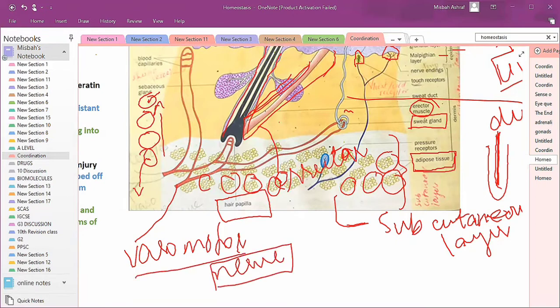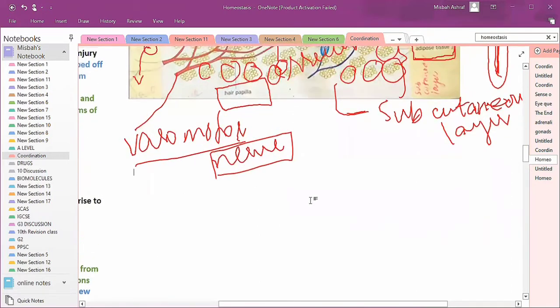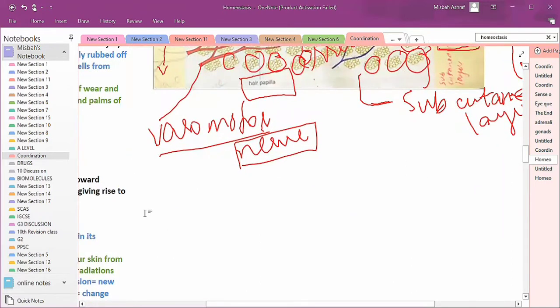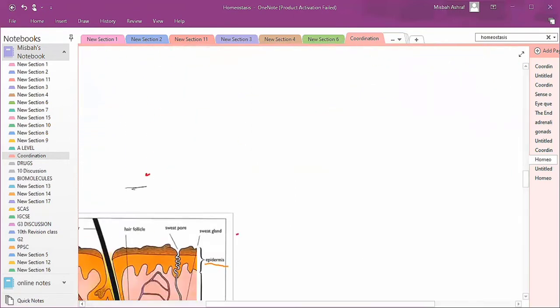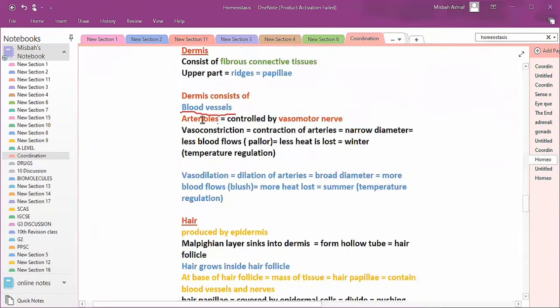ठीक है. अच्छा, अब बेटा ये क्या करते हैं, in summer and winter they contract and relax. There are two phenomena. अच्छा, one is vasodilation. ठीक है, इसमें बेटा देखें, there is vasoconstriction and vasodilation. What is vasoconstriction? Vasoconstriction is the constriction or narrowing of these blood capillaries, blood vessels, which are present into the dermal part of the skin.